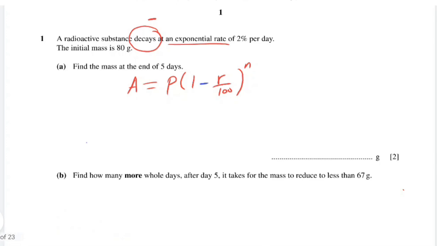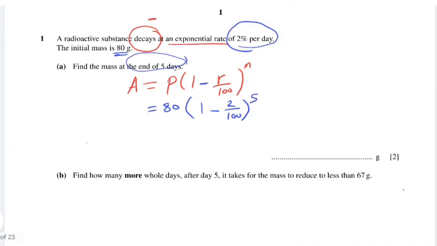They said the initial mass, the present value, is 80 grams. 1 minus the rate, which is given as 2%, so 2 over 100, to the power of n. How many days? Here it's 5 days. So you have to put this inside your calculator: 80 times (1 minus 0.02), which is 0.98, to the power of 5.